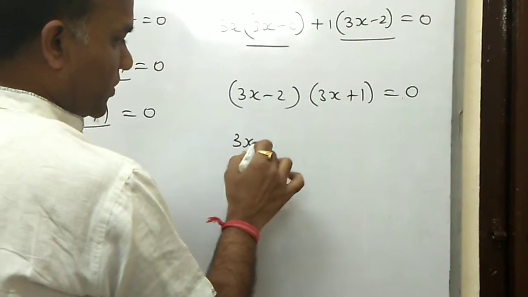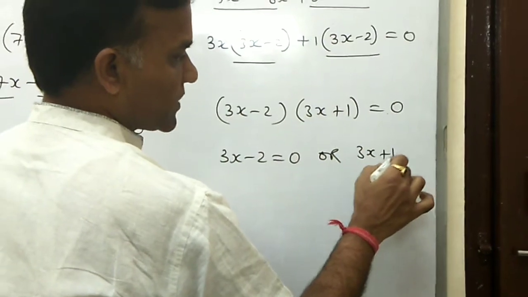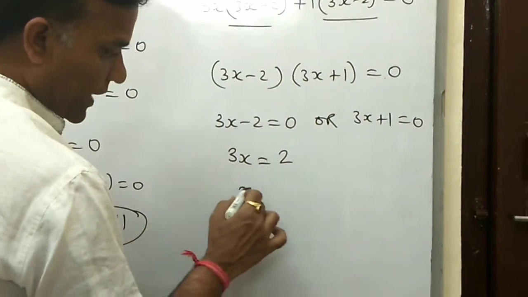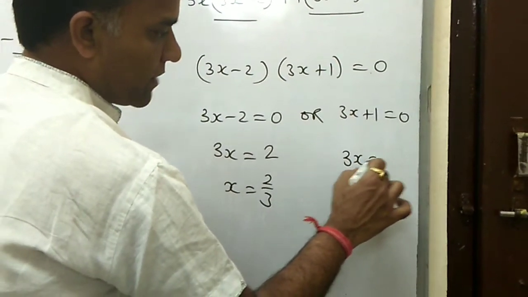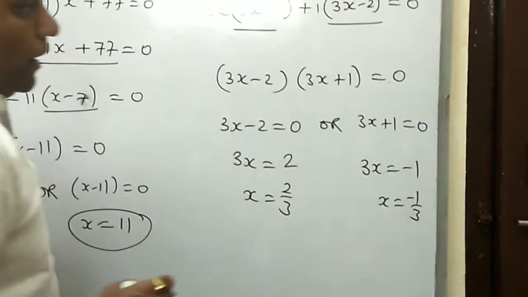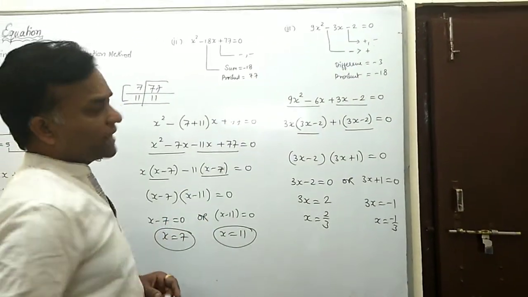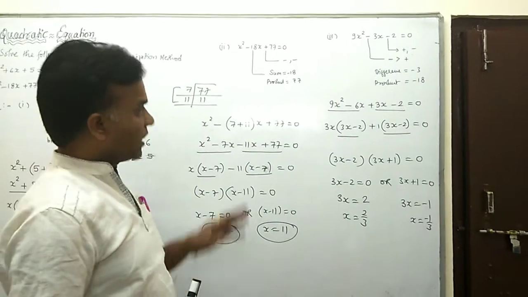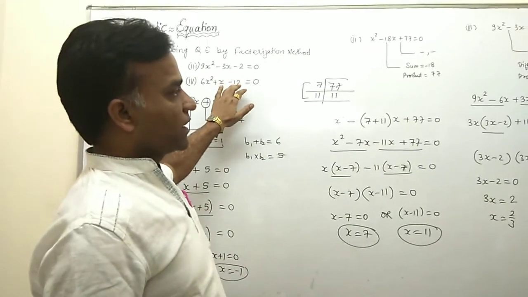Now according to the equation, 3x minus 2 equal to 0 or 3x plus 1 equal to 0. So we have here 3x equal to 2 and x equal to 2 by 3. Similarly 3x equal to minus 1 and then x equal to minus 1 by 3. Here in one case we discussed that the middle term is negative and the constant also negative. Now one more case we have, the middle term is positive and the constant is negative.